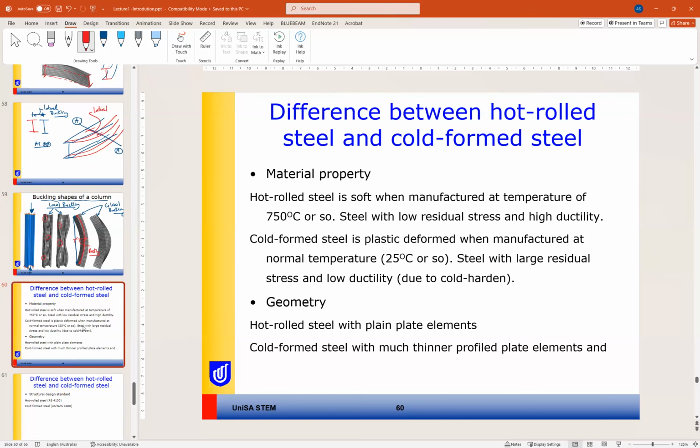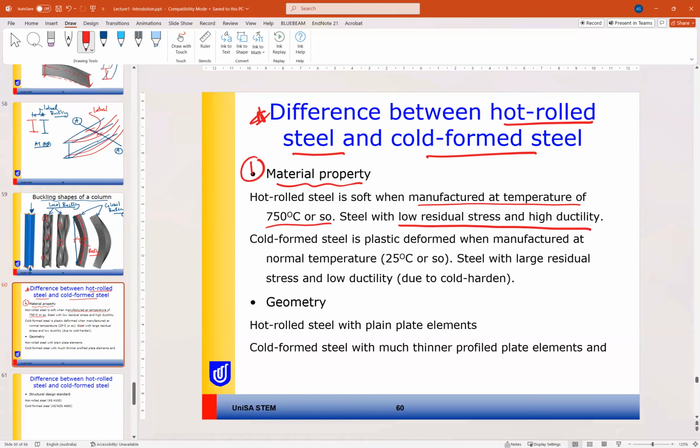So this is a summary of the differences between cold formed and hot rolled steel members. The first one is the material property. The hot rolled steel is soft when manufactured at a temperature of 700 or 800 Celsius. So we need to apply high temperature on the steel to be able to roll it. So the steel in this case will have low residual stresses and high ductility.